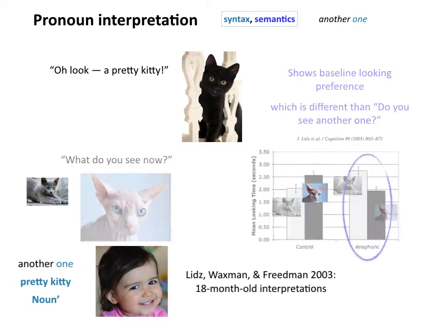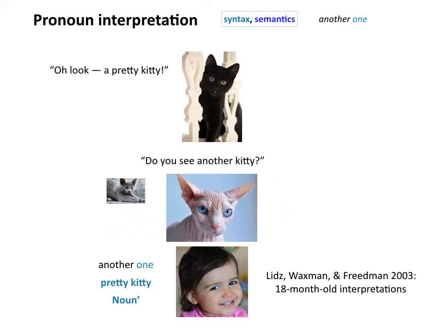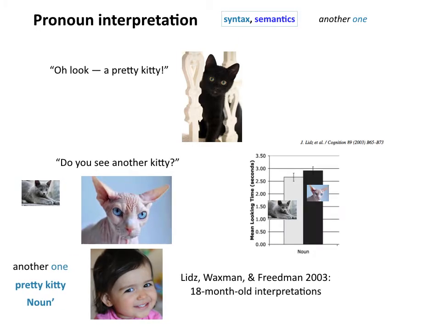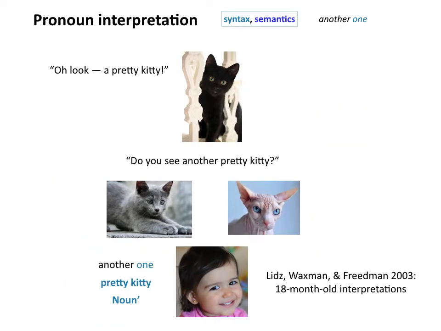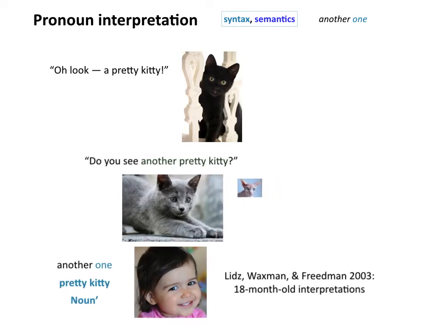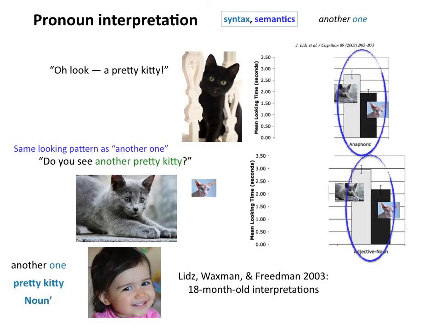Clearly different behavior. But what happens when we say, "Oh, look, a pretty kitty, do you see another kitty?" Well, they again look to the not pretty kitty. That baseline preference is repeated where they're looking longer at the novel kitty, as it were, the not pretty one, right? Versus, "Do you see another pretty kitty?" Well, then they look at the pretty kitty. They look just like they look with "another one," where they're looking longer at our pretty kitty rather than our not pretty kitty, right? So this is the same kind of pattern as when we ask them, "Do you see another one? Do you see another pretty kitty?" These are the same kind of behavior.